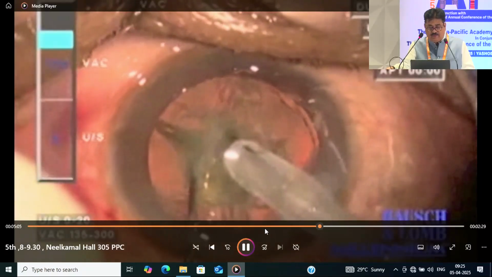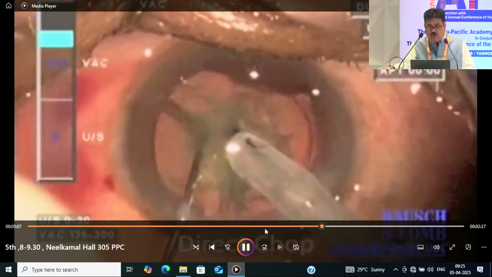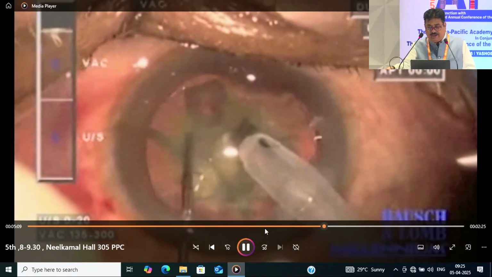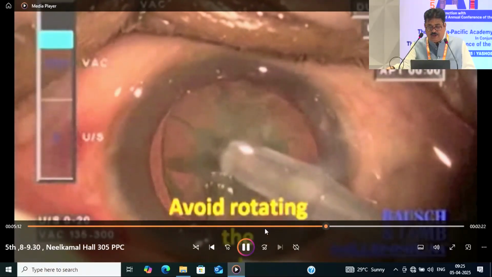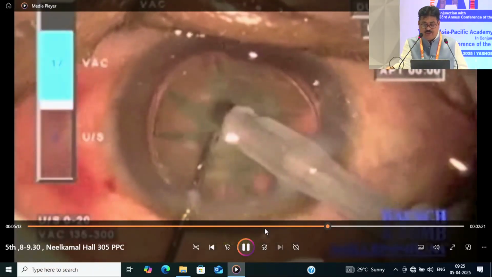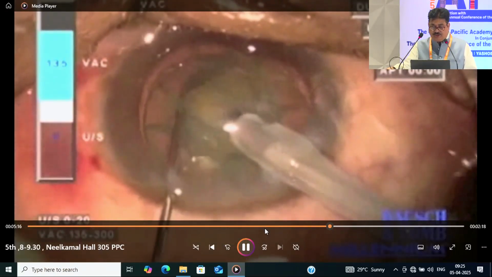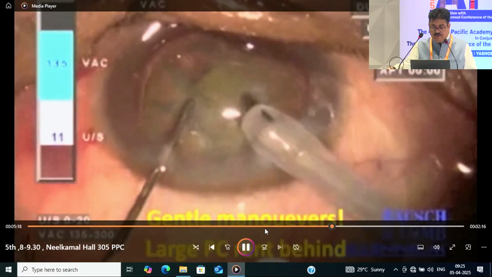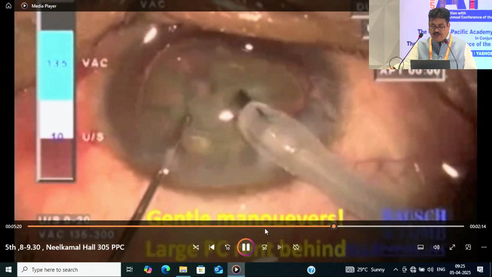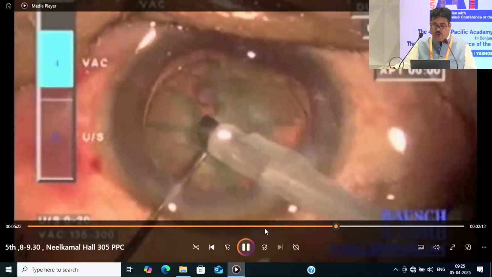Now just crack the nucleus. Do not rotate it. Crack it, crack it. Do not rotate the nucleus, because rotation will increase the posterior capsular defect. All the maneuvers should be gentle, bottle height should be low, phaco power should be low.